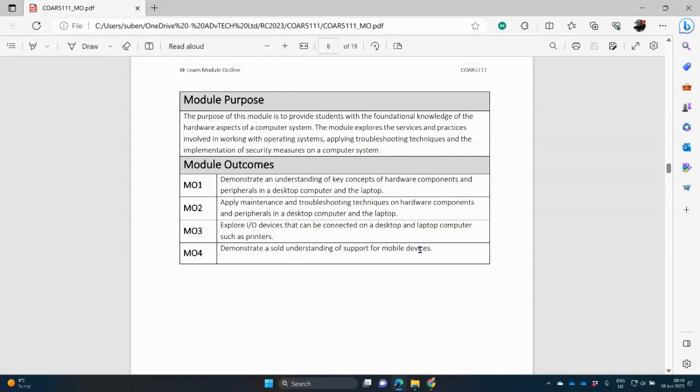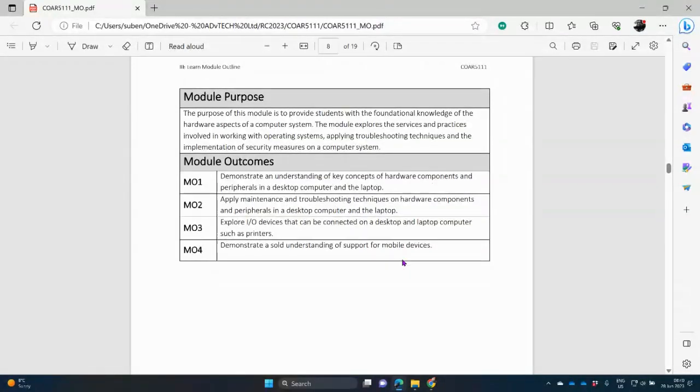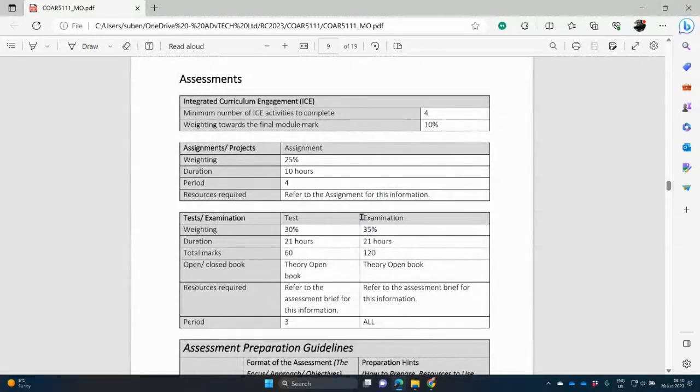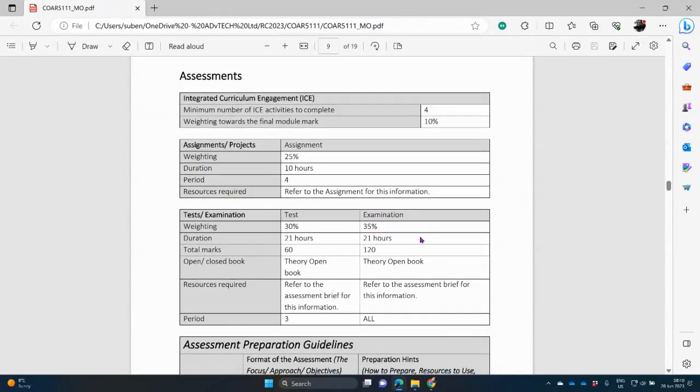Demonstrate a solid understanding for mobile devices. Now, this was not tested previously, so you'll need to focus on this area for your final exam. Remember, the final exam covers all of the content. Now, final exam counts 35%. You've completed your test, you've completed your assignment, you are left with 35%, you've completed your ICE activities.